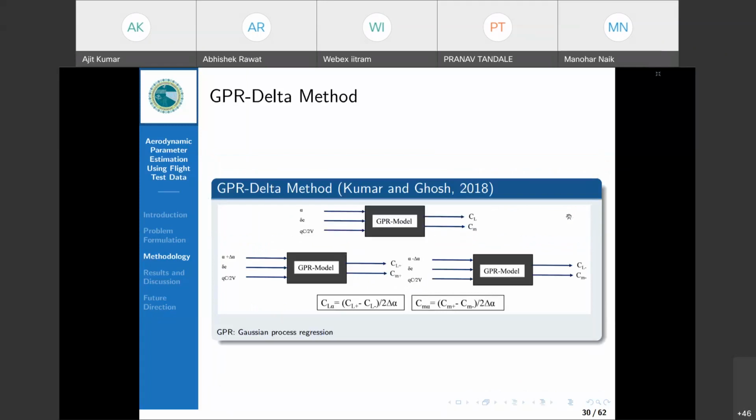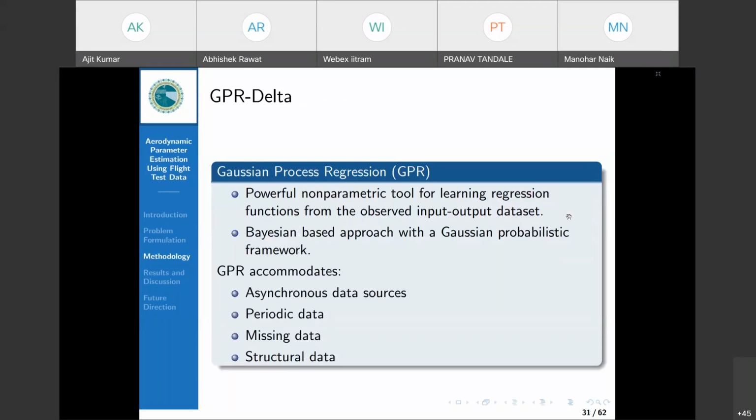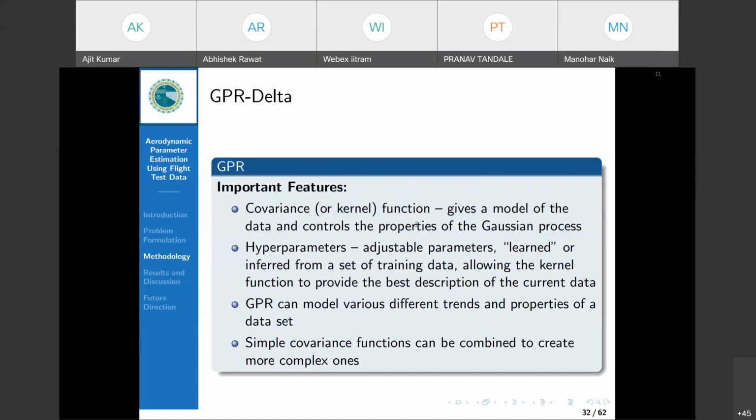In this approach, we tried to replace the concept of ANN network with GPR understanding, which is your Gaussian process regression model. This is stochastic. It works in a stochastic framework, and we do not have to deal with the layers. So we will also see some of the features of Gaussian process regression. It's known as a powerful non-parametric tool for learning regression, and of course it comes from the understanding of supervised learning based on input-output data set. It's a Bayesian-based approach with a Gaussian probabilistic framework. And GPR accommodates asynchronous data sources, periodic data, missing data, and structured data. These are the additional advantages of dealing with GPR.